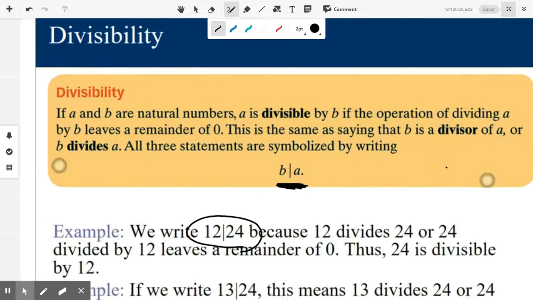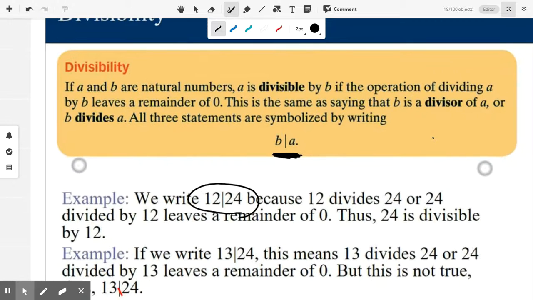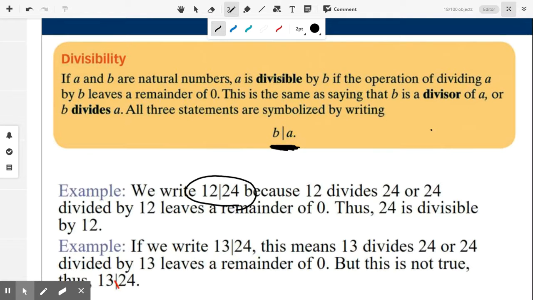All right, divisibility. Let's not make this any harder than it is. If A and B are natural numbers, A is divisible by B if dividing A by B leaves a remainder of 0. That's the official definition, okay? Basically, all it's saying is B will divide into A evenly. 12 slash 24, we'll call that slash, we can write that because 12 divides into 24 evenly and leaves a remainder of 0.